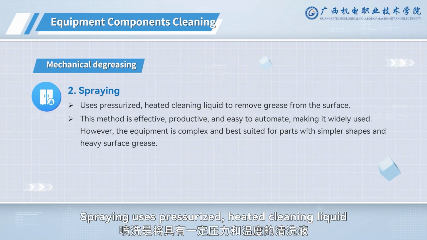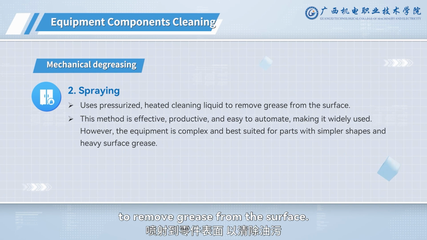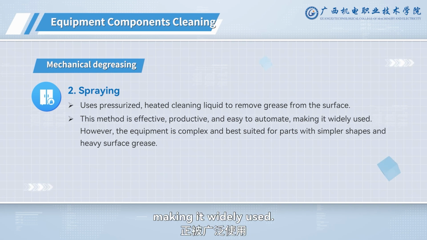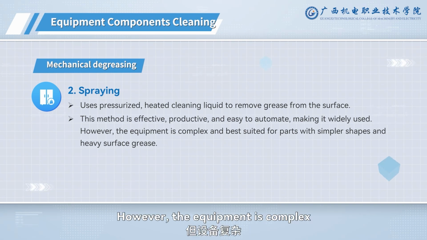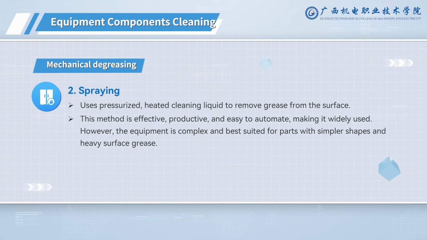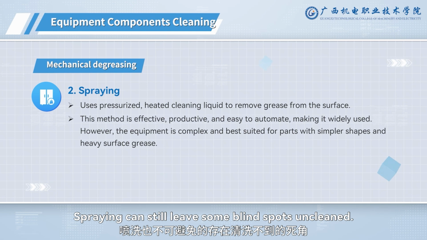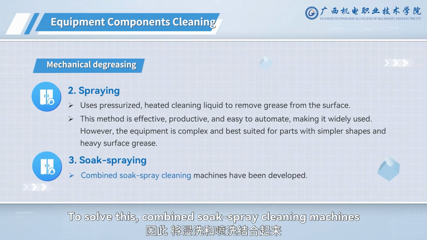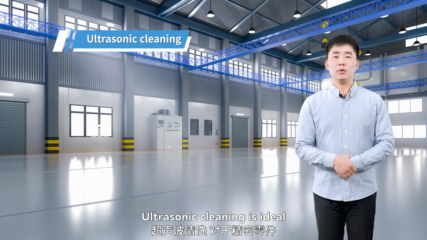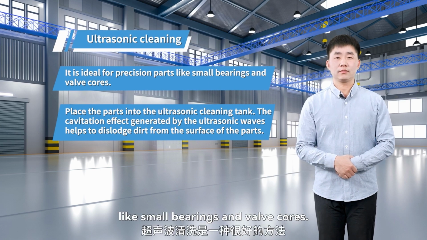Spraying uses pressurized, heated cleaning liquid to remove grease from the surface. This method is effective, productive, and easy to automate, making it widely used. However, the equipment is complex and best suited for parts with simpler shapes and heavy surface grease. Spraying can still leave some blind spots uncleaned. To solve this, combined soak spray cleaning machines have been developed. Ultrasonic cleaning is ideal for precision parts like small bearings and valve cores.